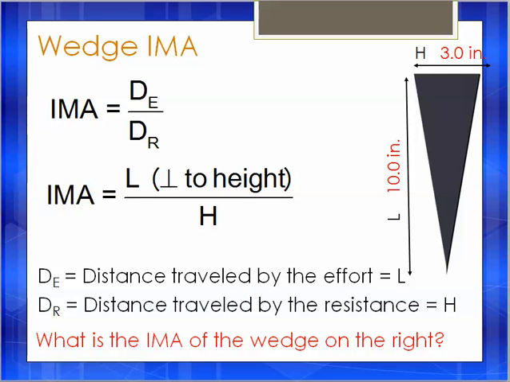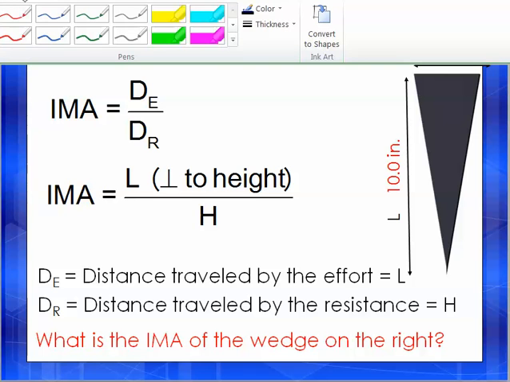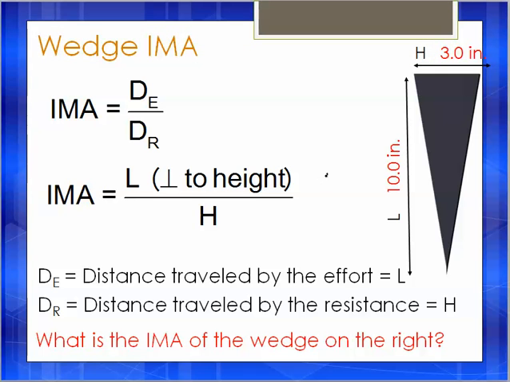The ideal mechanical advantage is very similar to an inclined plane, except we have the height, which is the perpendicular part that would be hit or smacked, and then it's just the overall length of it. So in this case, what is the ideal mechanical advantage of this one? Well, it's going to be 10 divided by 3, or the ideal mechanical advantage would be 3.33 repeating. And that's all there is to that one.